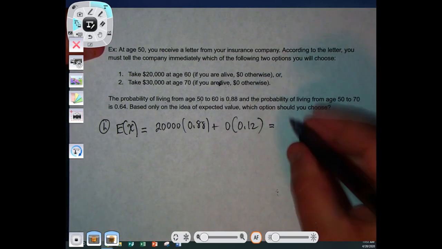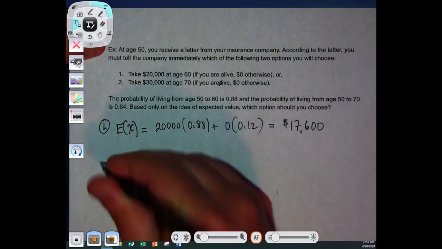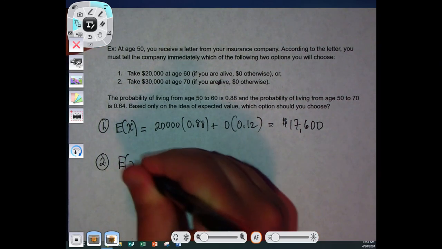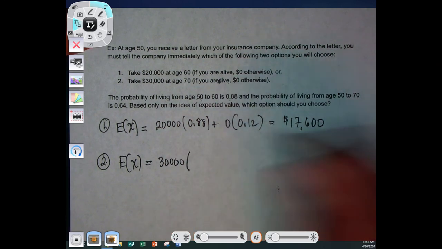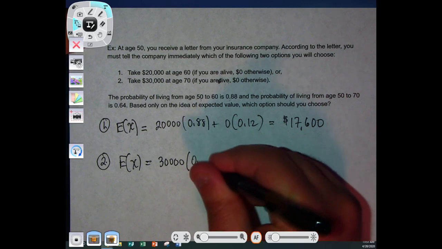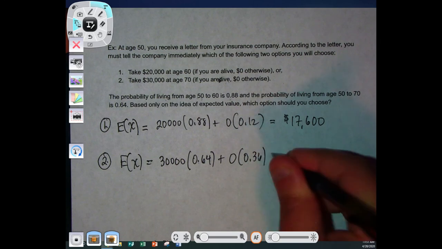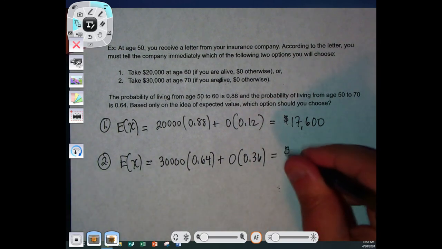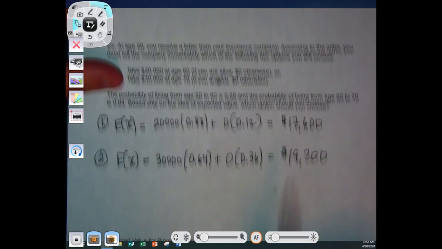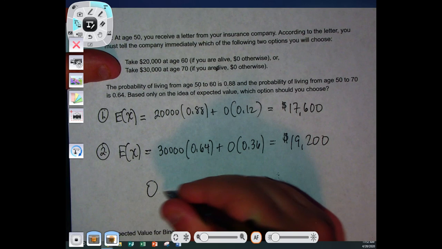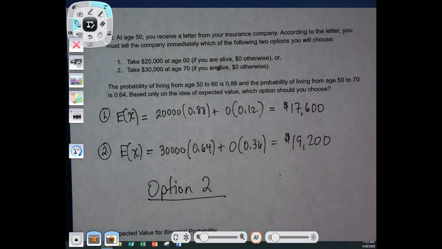So when we do that calculation, we get $17,600. For option 2, this time it's $30,000 times the probability of you living to age 70, which is 0.64, plus 0 times the probability of 0.36. So you get 19,200. So based on this alone, option 2 is the best value.